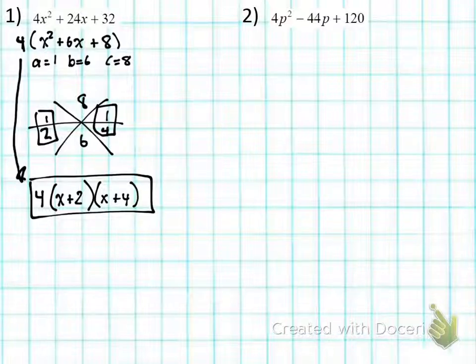Let's try number 2 now. Number 2. Again, I'm noticing that all these numbers here, we got 4p squared, negative 4p, and they're all divisible by 4, okay?